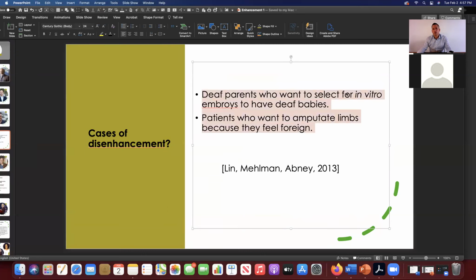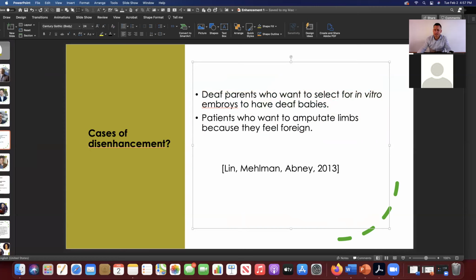So deaf parents who want to select for in vitro embryos to have deaf babies. So these are actual cases that we have. If I'm right, the most recent case that I know of that I've read about regarding deaf parents who want to select for in vitro embryos to have deaf babies occurred in the UK.